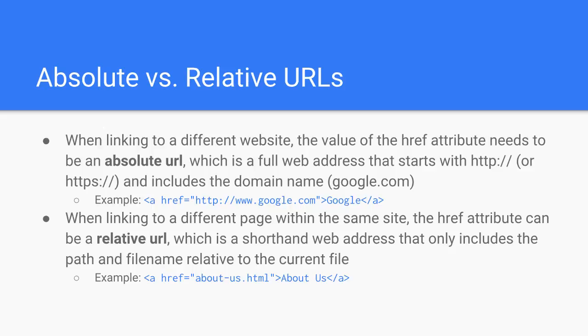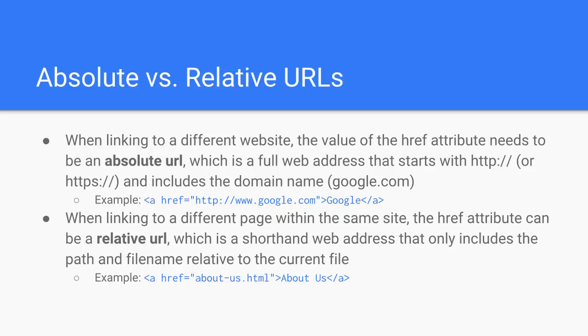Okay, one note, absolute URLs versus relative URLs. Something that's kind of easy to get hung up on, pretty important to understand what can go in the href attribute. So when we're linking to a different website, the value of the href needs to be an absolute URL. An absolute URL is a full web address. It contains our HTTP or HTTPS. It includes the full domain name. It's a fully formed URL that says this is where you should go.